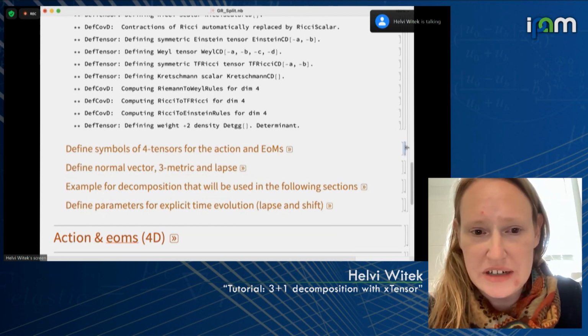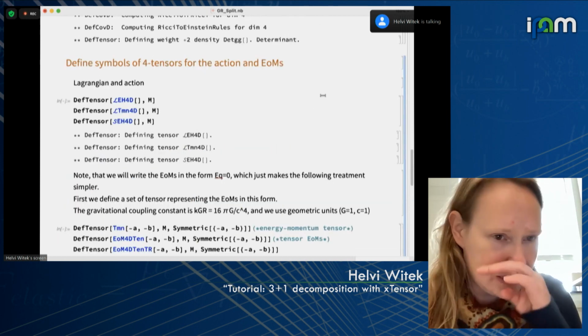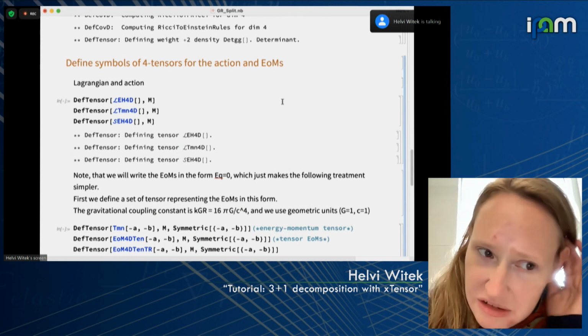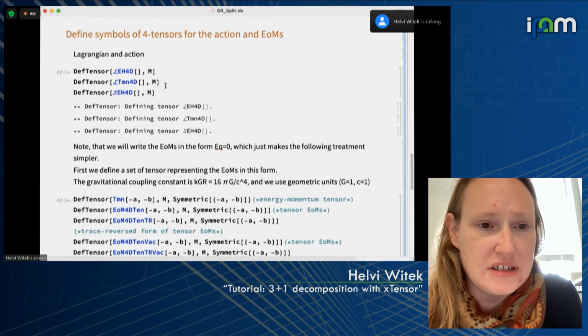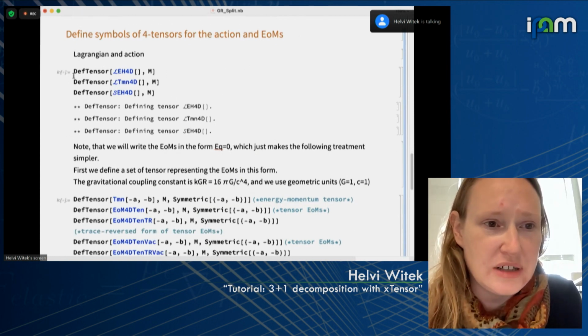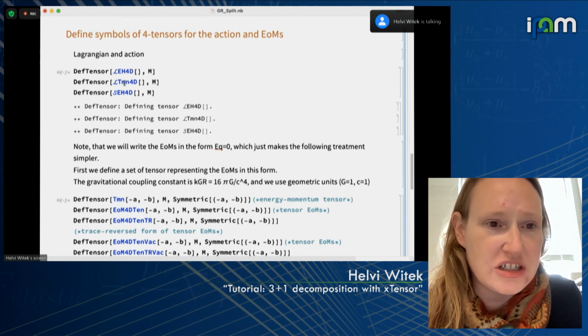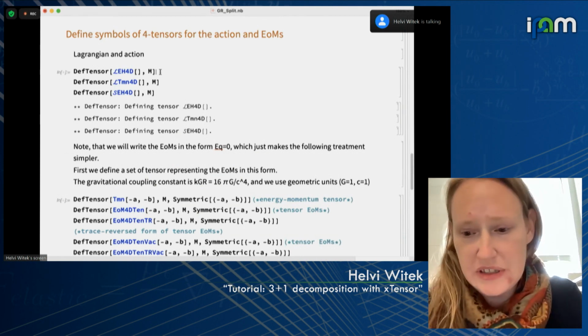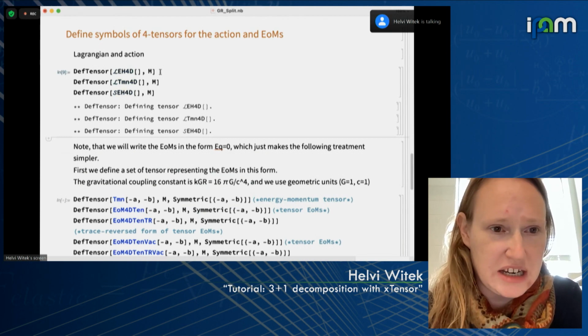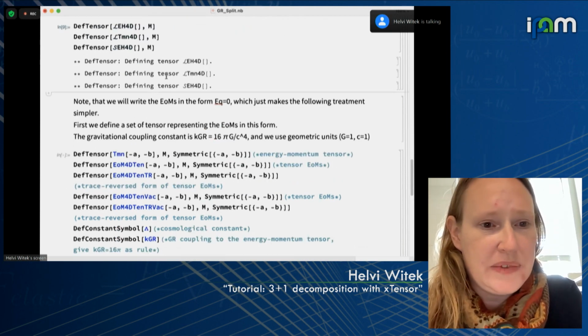Good. The next part, I will just define a few more tensors. If you're not familiar with xTensor notation, let's just have a quick go through here. I define my tensor like so. The Lagrangian is actually a scalar, so here I have empty brackets to indicate that it's a scalar, and the tensor is defined on my manifold M. I will use this for my Lagrangian and my action.